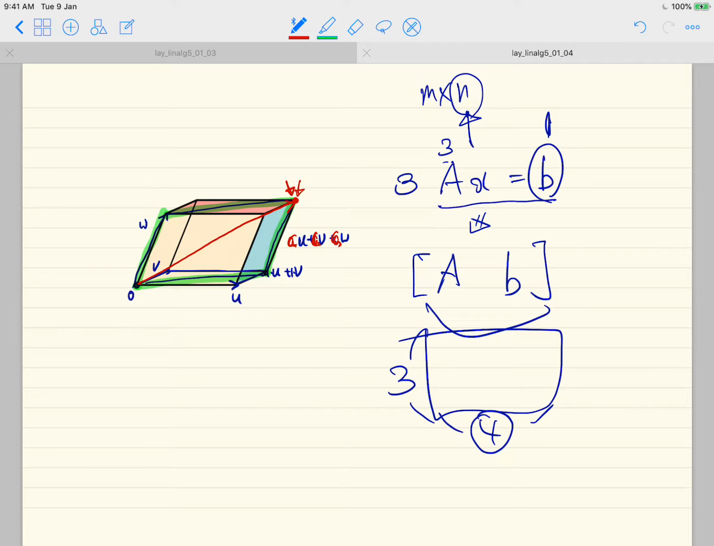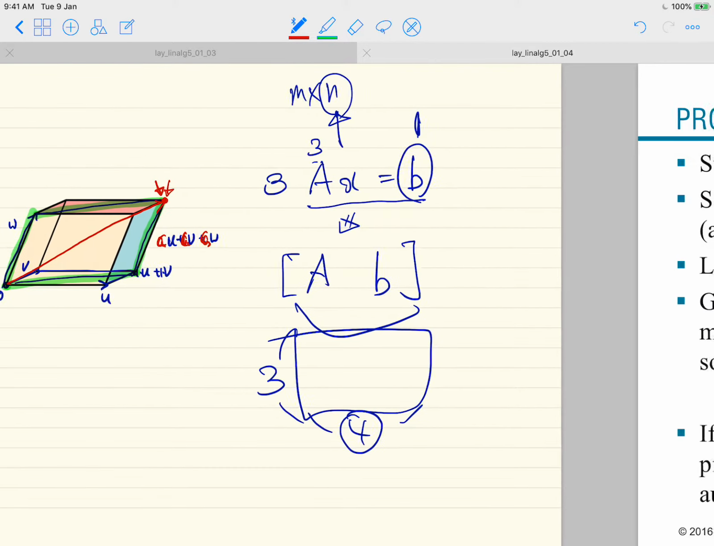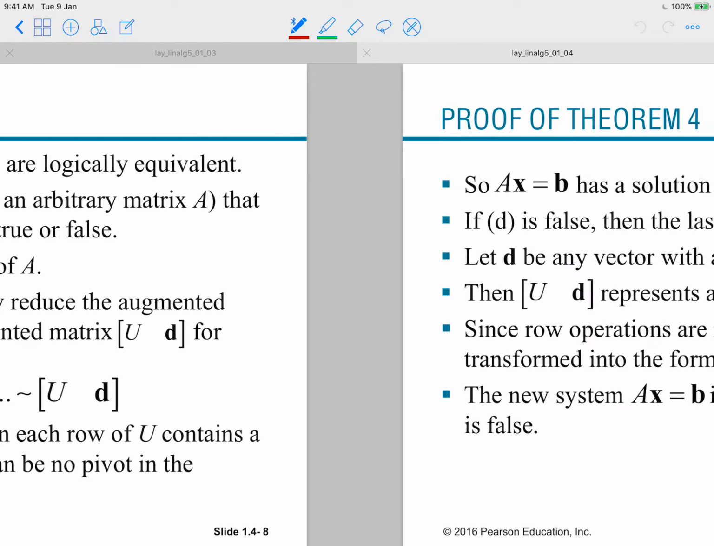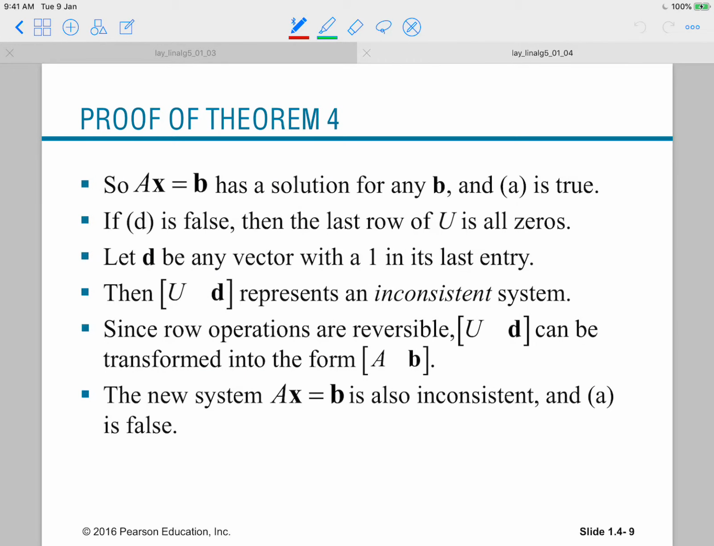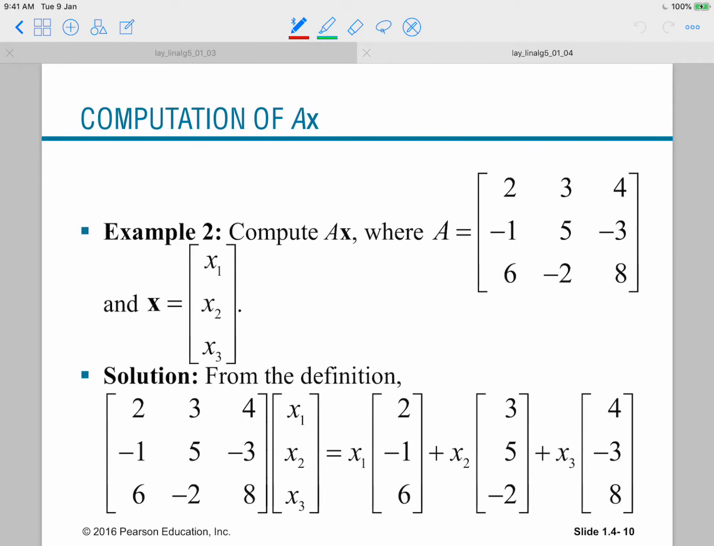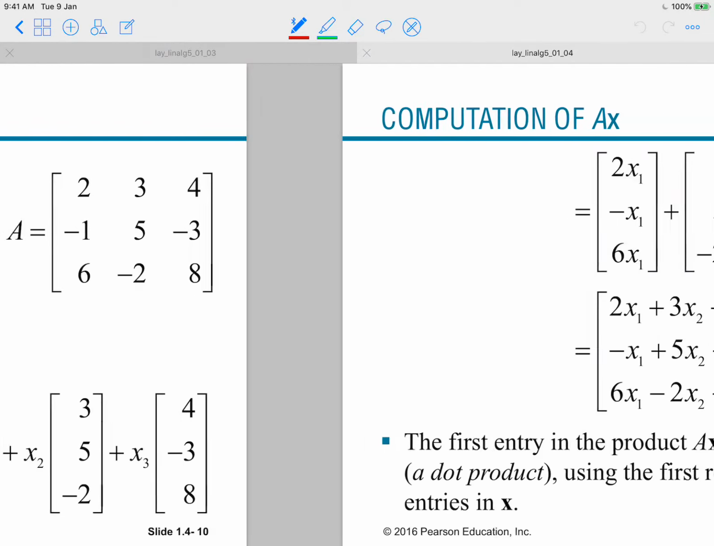Any questions so far? Right, then, I will skip the proof of this theorem, because I already explained it entirely, so let's skip this part. Okay.